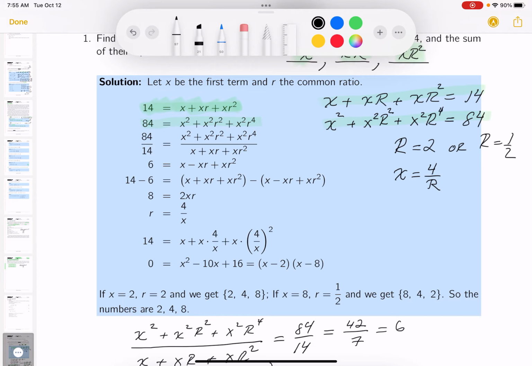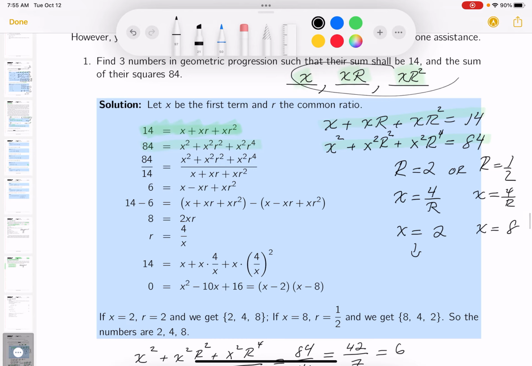All right. If r is 2, what do you get for x? X would be 2. Let's see. If x is 4 over r, what would you get? X would be what? 8. So I'm going to write this sequence down. And so where's the sequence coming from? Right over here. So let's take a look.